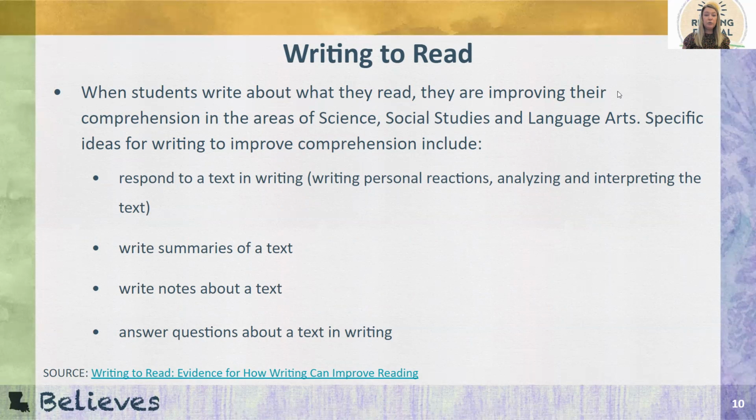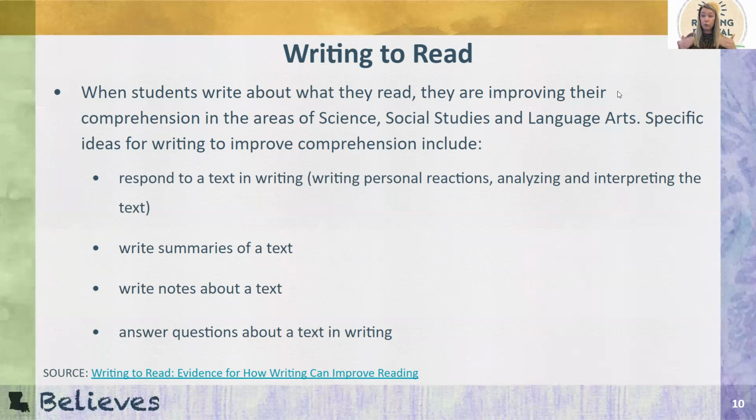Specific ideas for writing to improve comprehension can include any of these things. So it can be to respond to a text in writing, and this could include writing personal reactions, analyzing and interpreting the text. It could be writing summaries of a text like we focused on in the last session. It could be to write notes about a text, and just a few things about writing notes. I want you to think about when you ask students, maybe you ask them to read section 4 and write some notes about it. We don't want them just to pull out the third and sixth sentence of every section, right? We want them to have a process they can go through that helps them identify the most essential information.